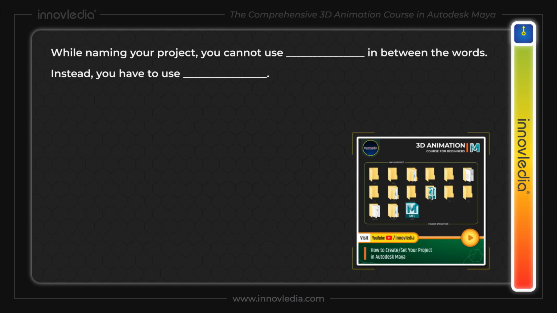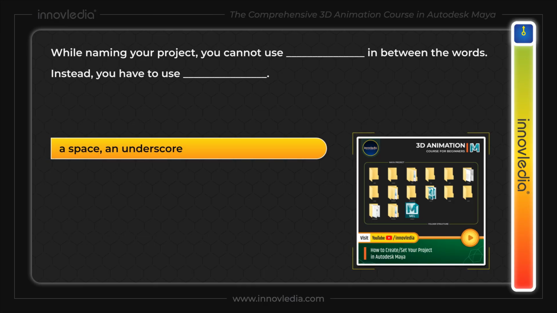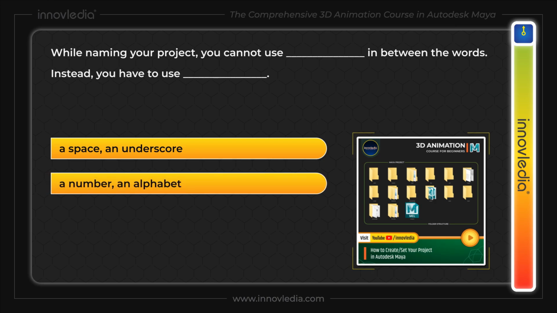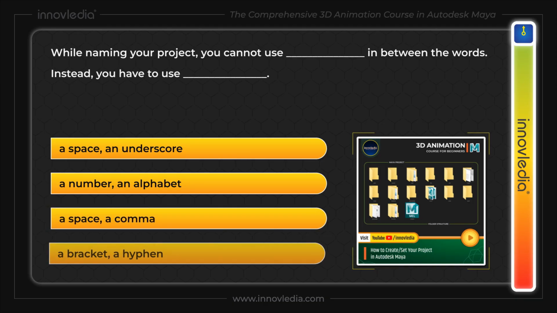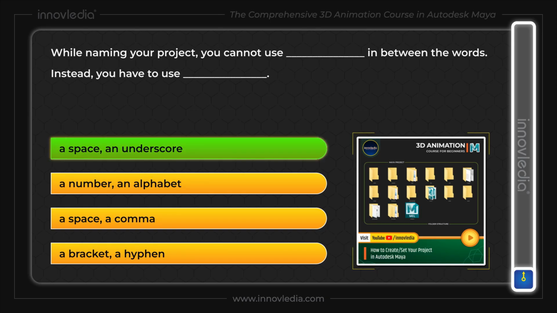While naming your project, you cannot use dash in between the words. Instead, you have to use dash. The options are a space, an underscore, a number, an alphabet, a space, a comma, a bracket, a hyphen. Your time starts now. And the correct answer is a space, an underscore.